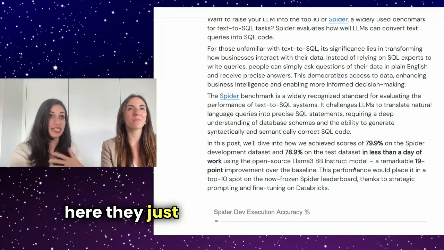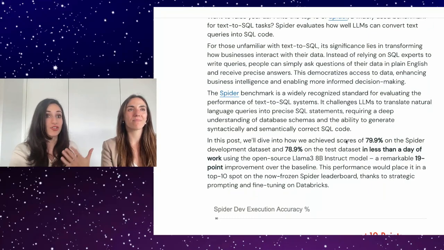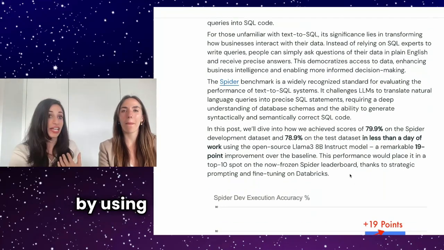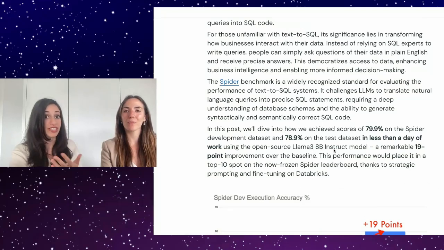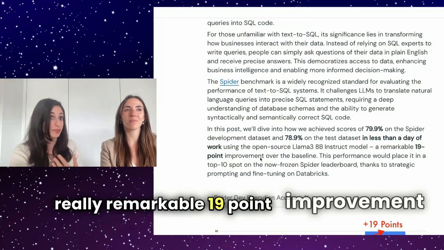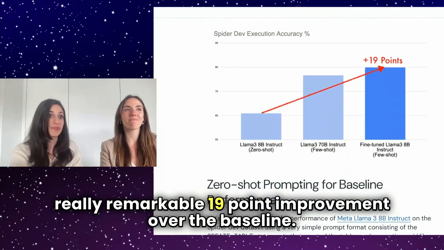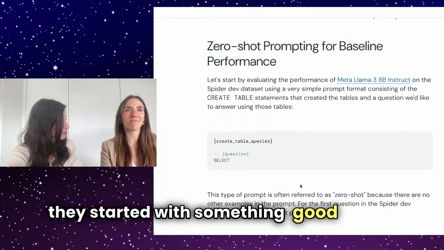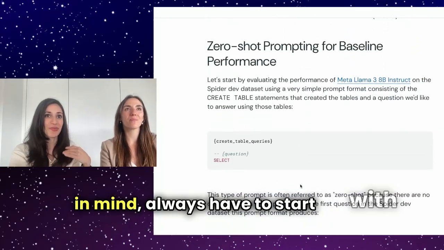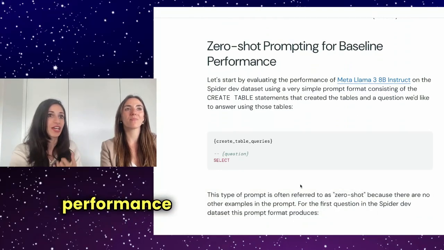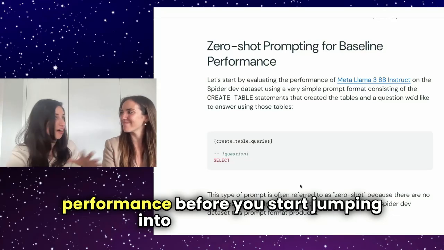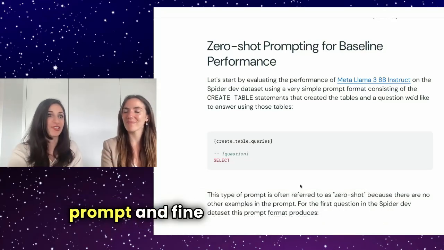So here, they deep dive into how they managed to achieve really high scores by using an open source Llama 3 8B Instruct model that they fine-tuned, and a really remarkable 19-point improvement over the baseline. They started with something good to keep in mind: always start with a baseline performance before you start jumping into optimizing your prompt and fine-tuning.